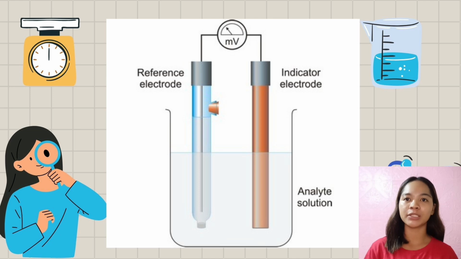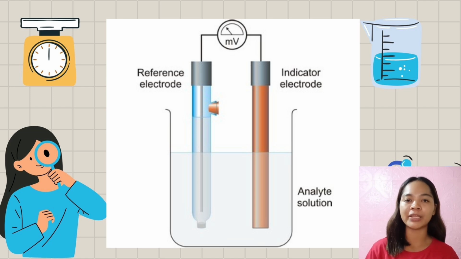Potentiometry operates on the Nernst equation, a fundamental principle in electrochemistry that establishes a relationship between electrode potential and ion concentration. This equation enables scientists to predict how the voltage of an electrochemical cell changes based on the concentration of specific ions in solution. To perform potentiometric measurements, two electrodes are required.